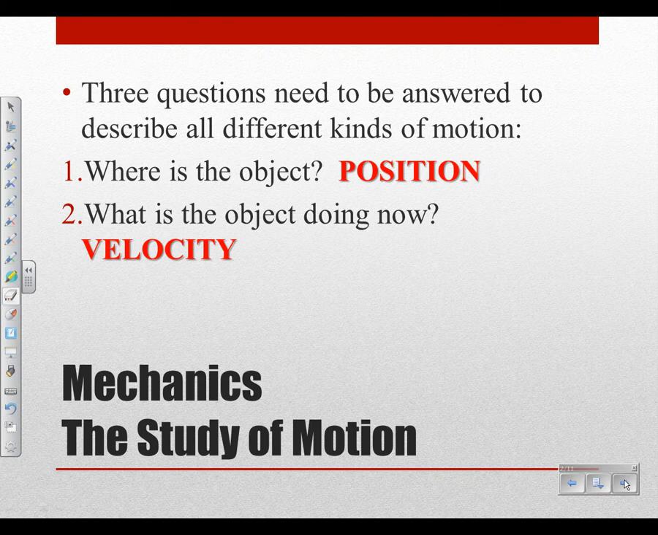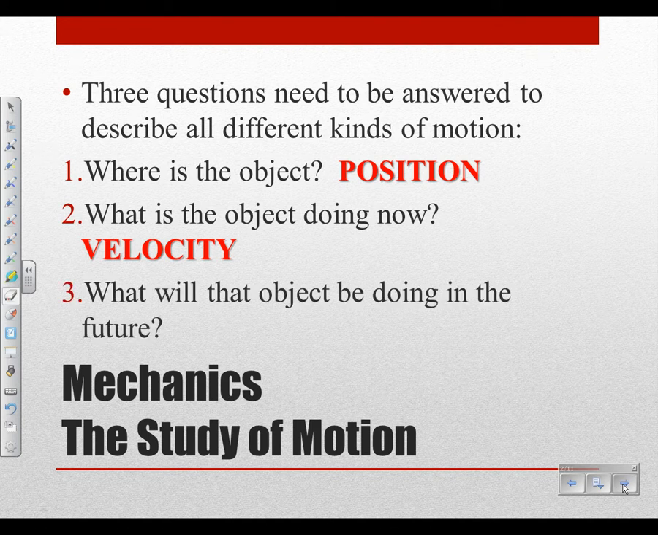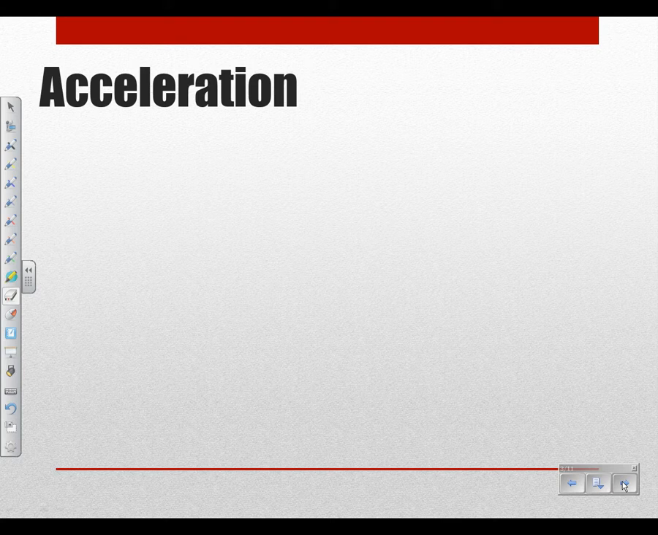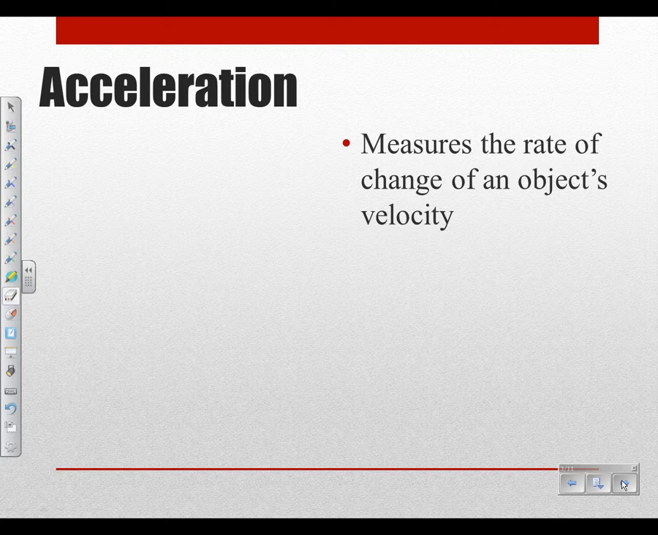The third question is where we want to go today. What will the object be doing in the future? What's going to happen next? Because if we know where an object is, what it's doing now, and how it's changing, we can make an accurate prediction about what's going to happen next. The answer to that question is acceleration. By definition, acceleration measures the rate of change of an object's velocity.